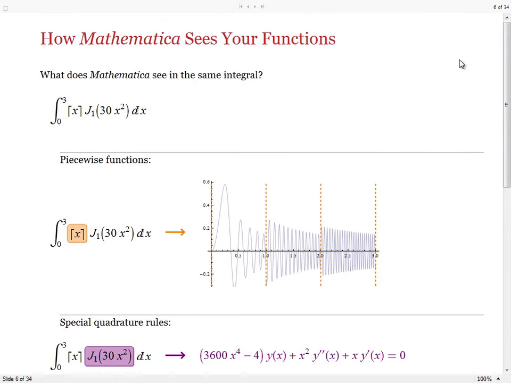Now let's compare this with how Mathematica views the same numerical integration problem. When you tell Mathematica to numerically integrate a function like this, the full structure of the integrand as a symbolic expression is available to Mathematica, and there's a lot of information in that expression. For starters, Mathematica recognizes the function ceiling of x and knows to therefore expect discontinuities at every integer value of x.